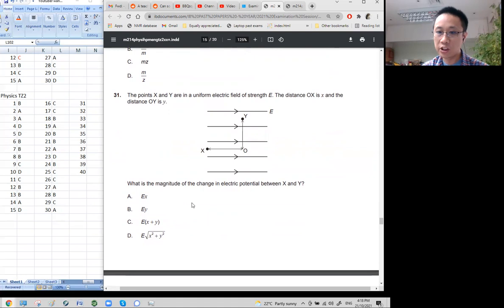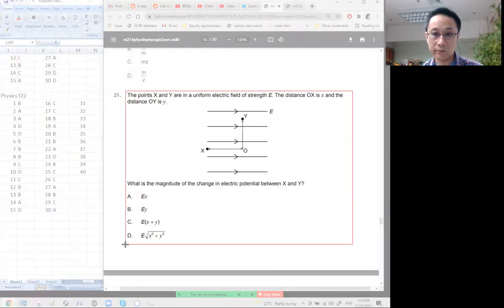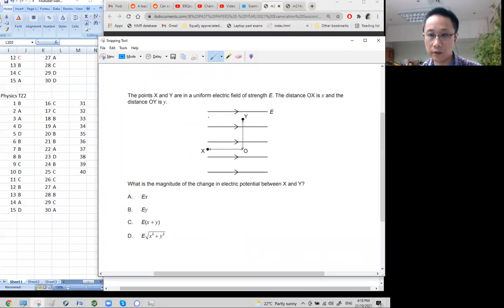The magnitude of the change in the electric potential between X and Y. There's an equation that you need to be aware of, V equals E d. The d would be the distance along the field. The distance OX is x and the distance OY is y. So the distance OY has nothing to do with this, so it should just be Ex.